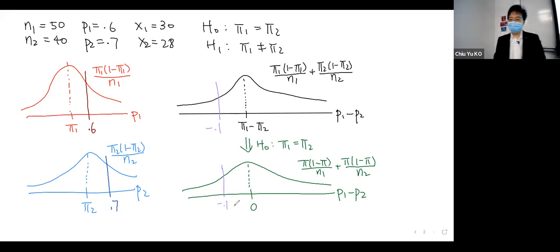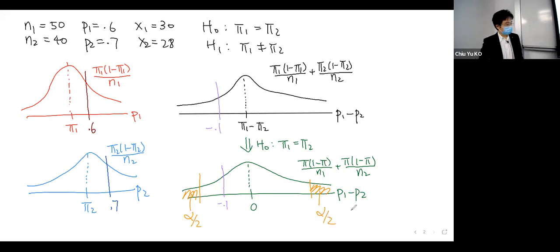So the question is, is it far away enough? So we want this, alpha over 2, alpha over 2. We want to see if the negative 0.1 falls within this region. Right, so that's the idea.